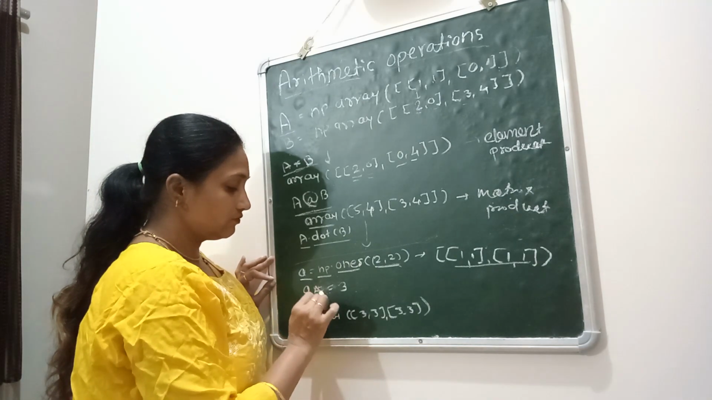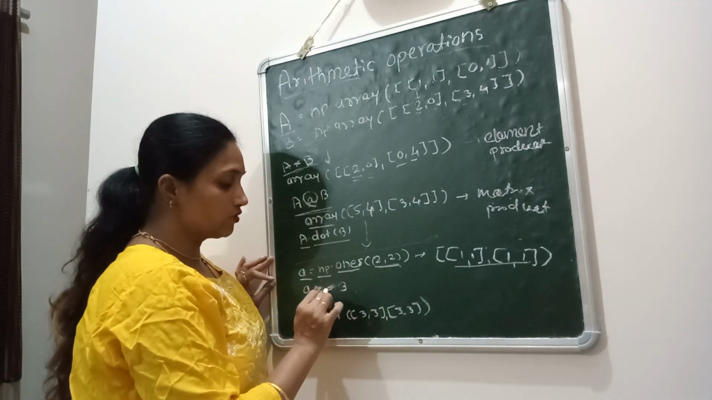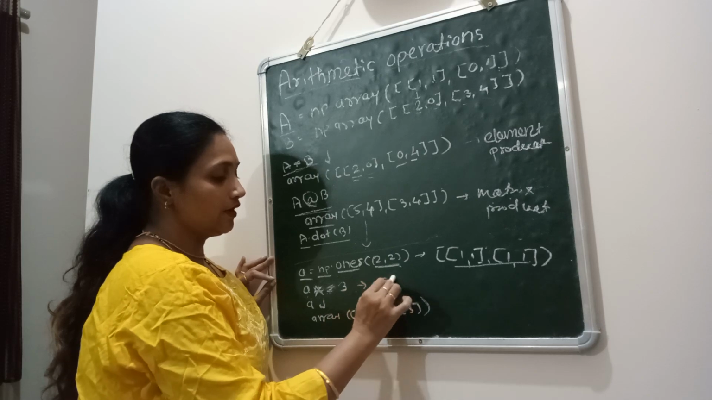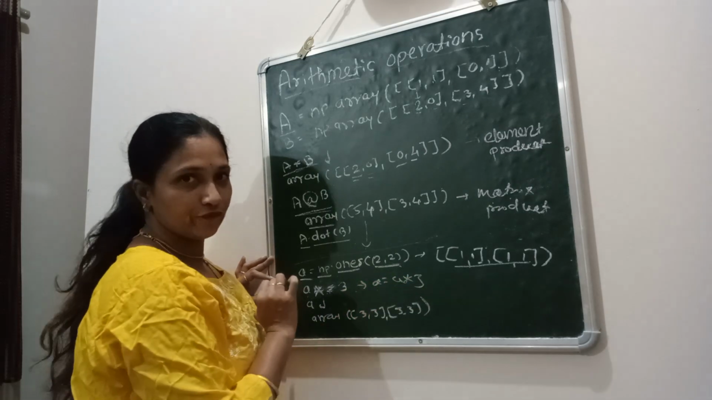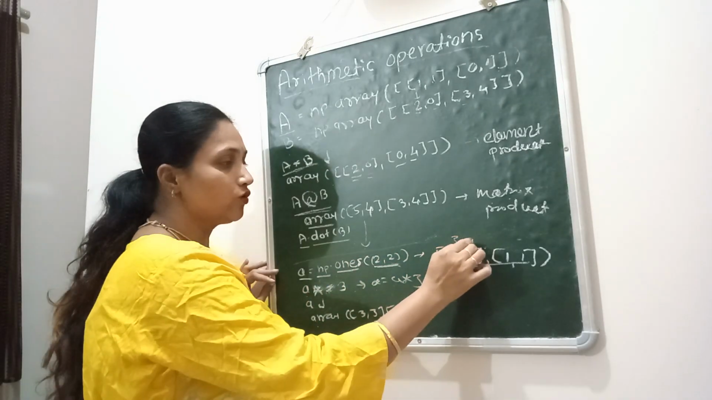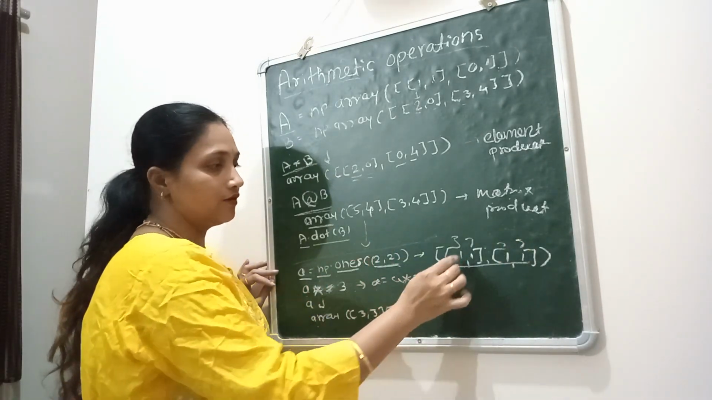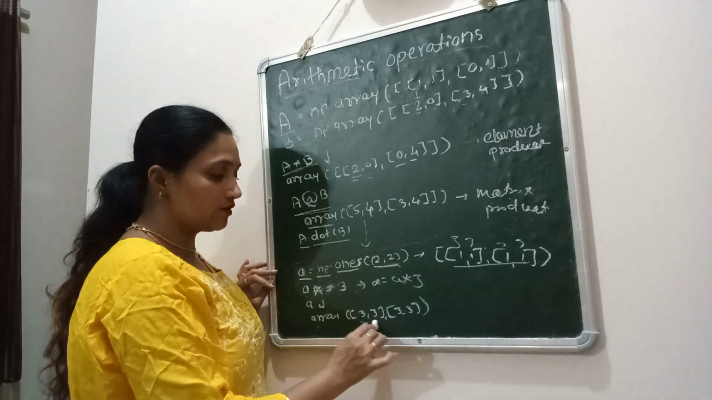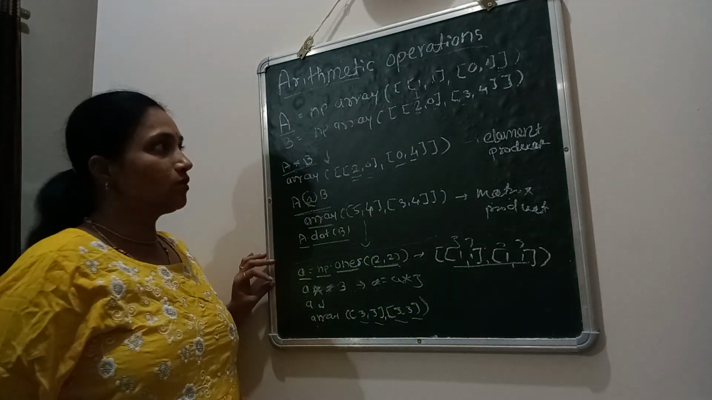Now a *= 3. This means a equals a multiplied by 3. So what will be the resultant array? 3 is multiplied to each and every element in the array. So the resultant array will be [3 3] and [3 3]. So this was about the matrices.